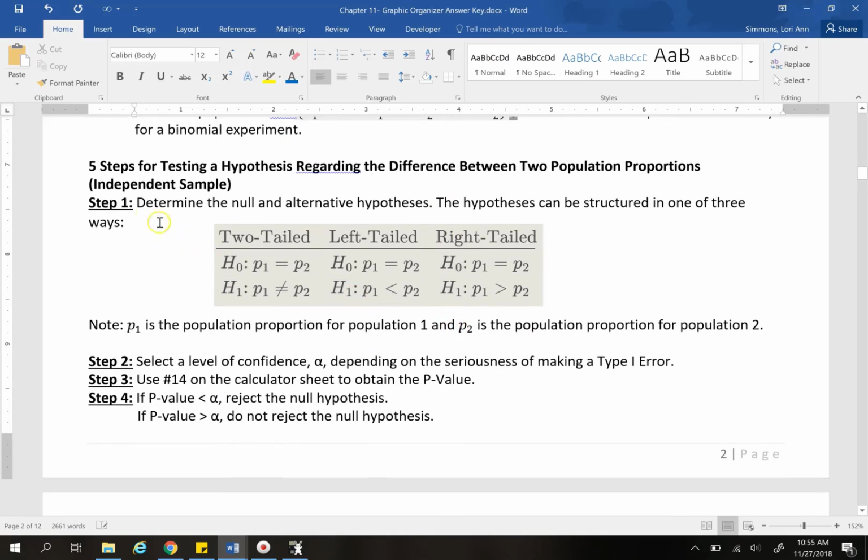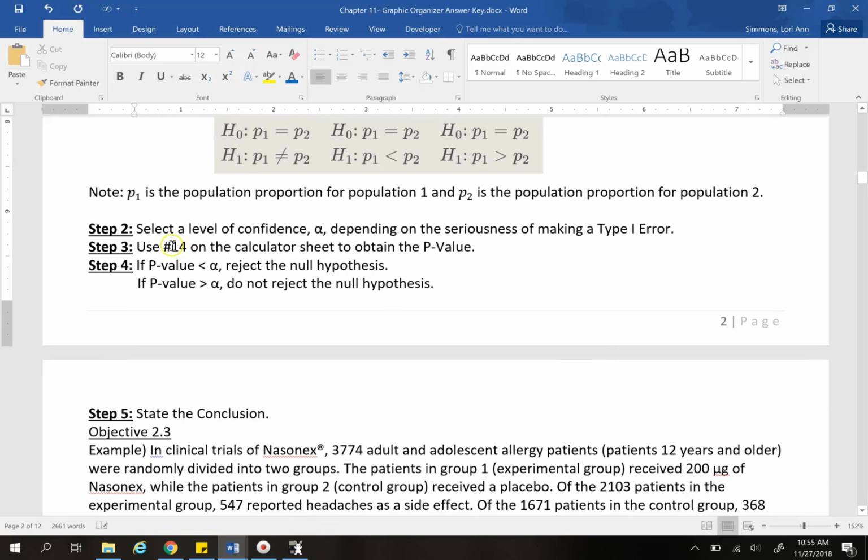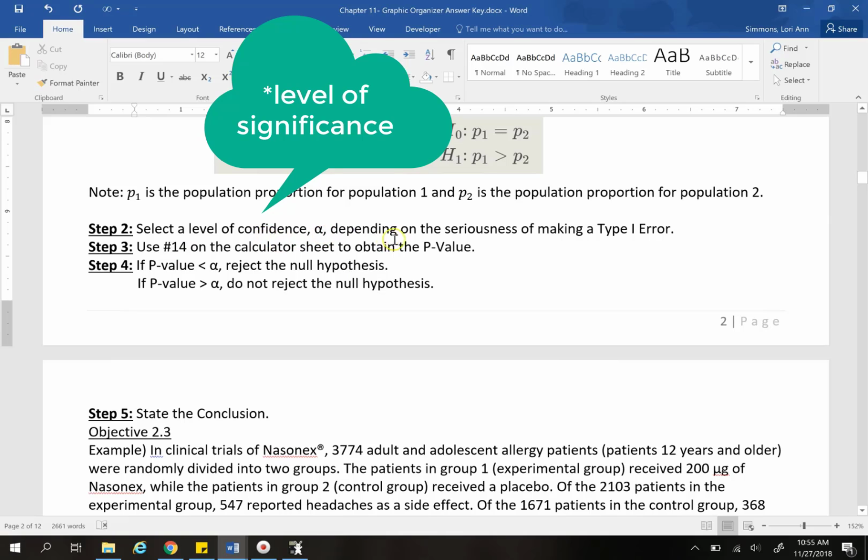5 steps. Determine the null and alternative hypotheses. Here are the 3 ways that they can be constructed. You're going to keep it just as P sub 1 and P sub 2. You're not going to actually put numbers in here. Note that P sub 1 is the population proportion for population 1, and P sub 2 is the population proportion for population 2. Step 2 is select a level of confidence alpha, depending on the seriousness of making a type 1 error. Step 3 is use number 14 on your calculator sheet to obtain the p-value and the test statistic.